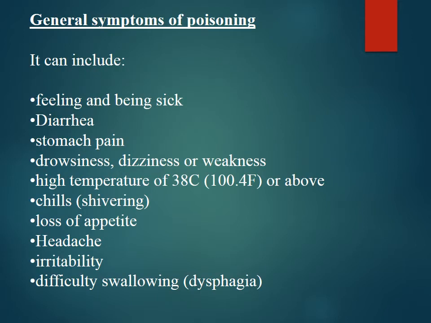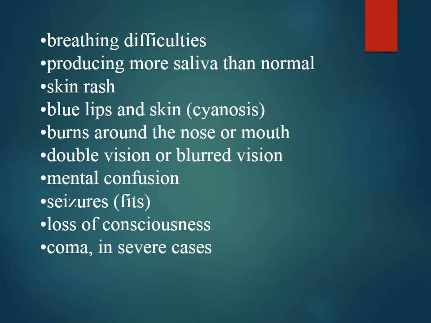So, general symptoms of poisoning can include feeling and being sick, diarrhea, stomach pain if you ingest food with poison or chemicals, drowsiness, dizziness or weakness, high temperature like 38 degrees Celsius and above, chills or shivering, loss of appetite, headache, irritability, difficulty swallowing or dysphagia, difficulty in breathing, and producing more saliva than normal.